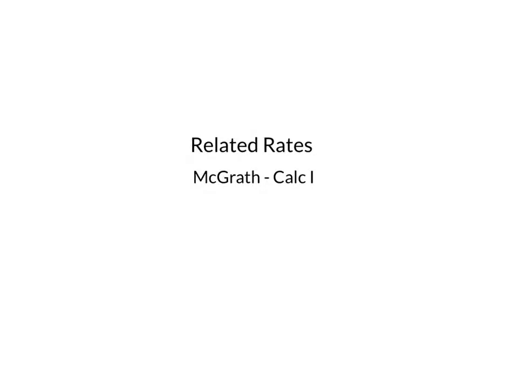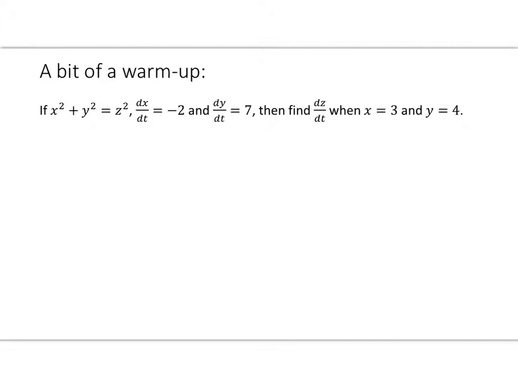In this video, we're going to be looking at related rates. Related rates are similar in a sense to implicit differentiation. So as a warm-up, just to get our brains going again, if I start with x squared plus y squared equals z squared, and I want to take the derivative with respect to time, so dx/dt, dy/dt are given. They want me to find dz/dt at a specific moment when x equals 3 and y equals 4.